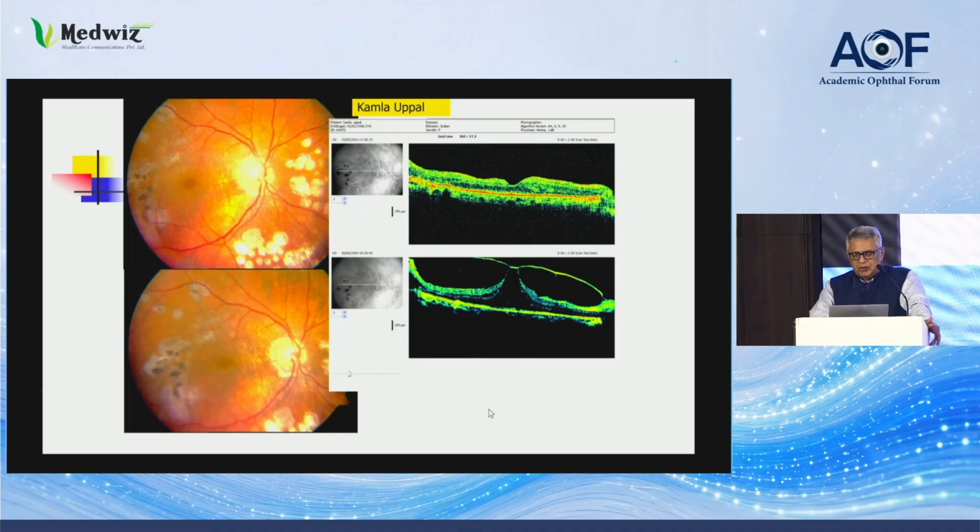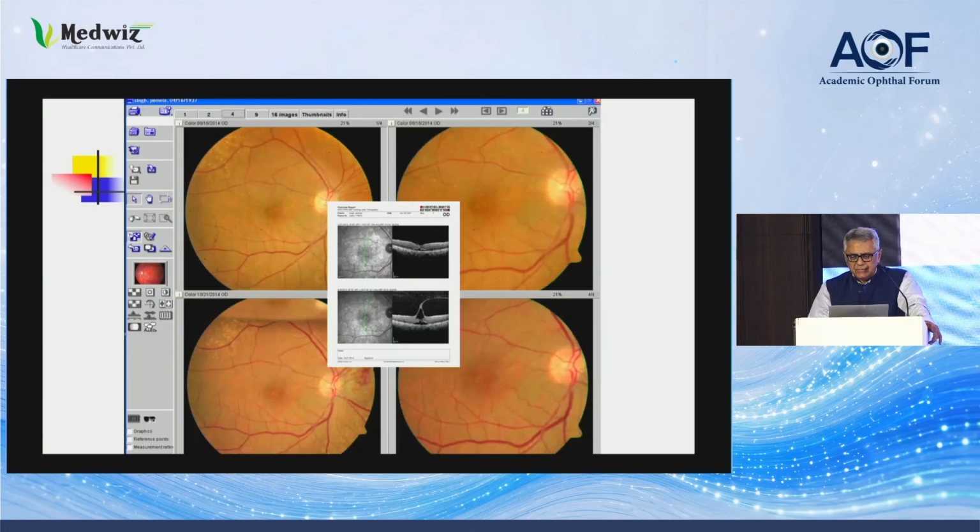So this is the pre-op and post-op of the patient. You see the configuration on OCT may take time to come, but patient symptoms improve very fast. This is another patient who had a scary looking situation. In a situation like this, you should not pull. You should do a foveal sparing kind of pull on the retina.